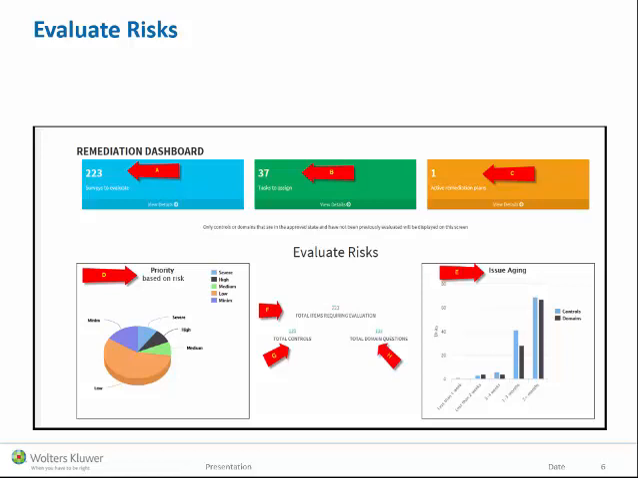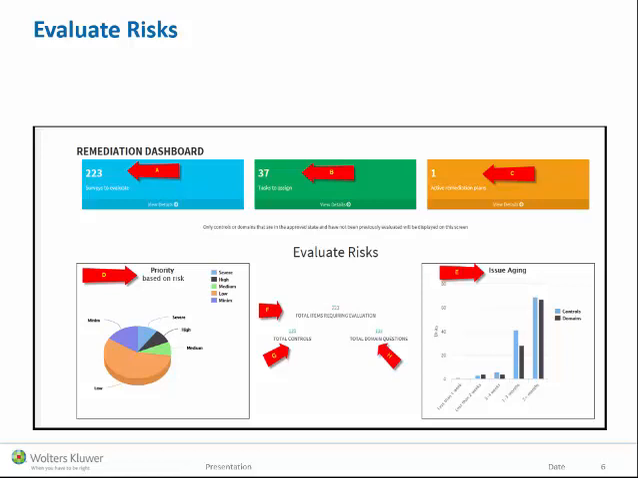In the middle box, you see how many tasks have been created but haven't been associated with a corrective action plan. And on the right, you'll see how many corrective action plans are currently being worked on. In the pie chart, you can visually see the risk rating of all the controls that have been approved but haven't started the remediation process. This will help you to prioritize which controls to focus on.